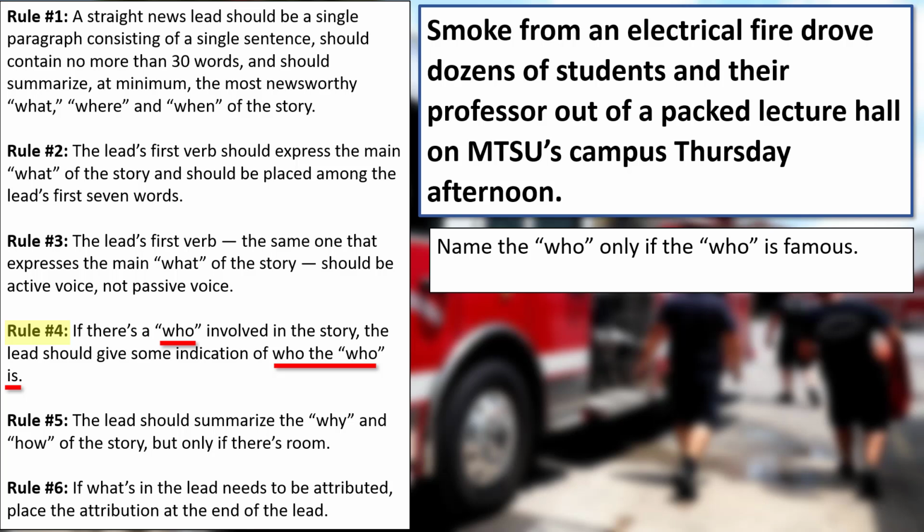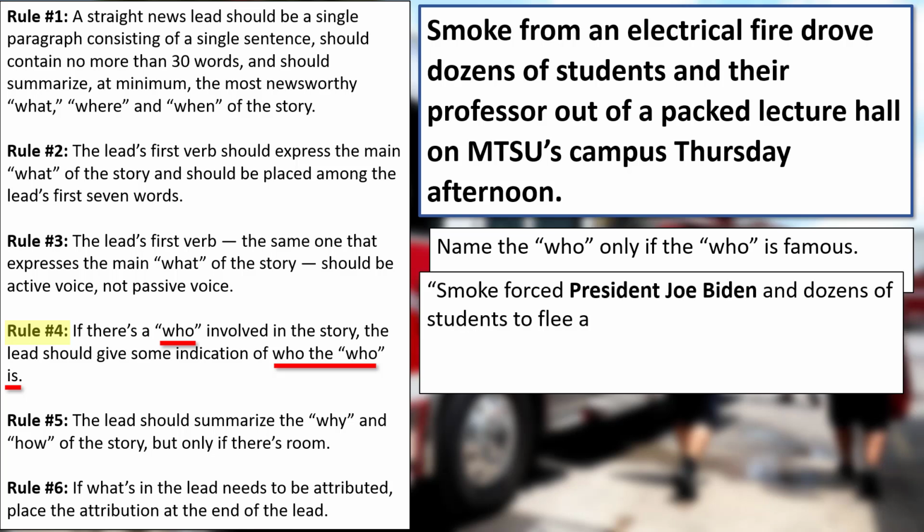Specifying the who can get a little bit tricky. You have to ask yourself, for example, if the who that is mentioned in the lead is famous. And by famous, I mean recognizable by name immediately by the people in whatever audience you're writing the story for. So, for example, suppose President Joe Biden had, against all probability, been giving a guest lecture in the room at the time that the fire broke out.